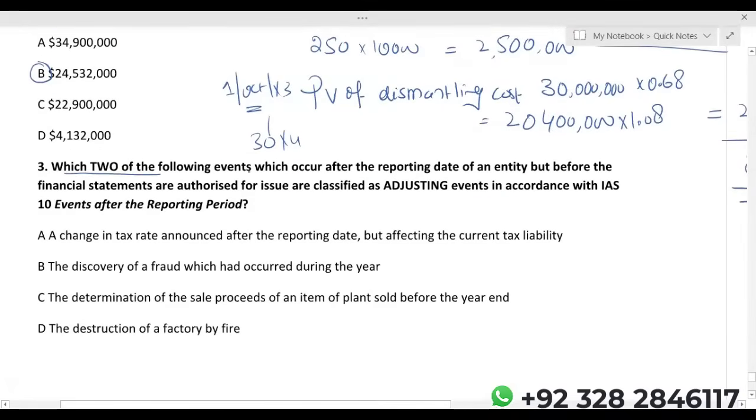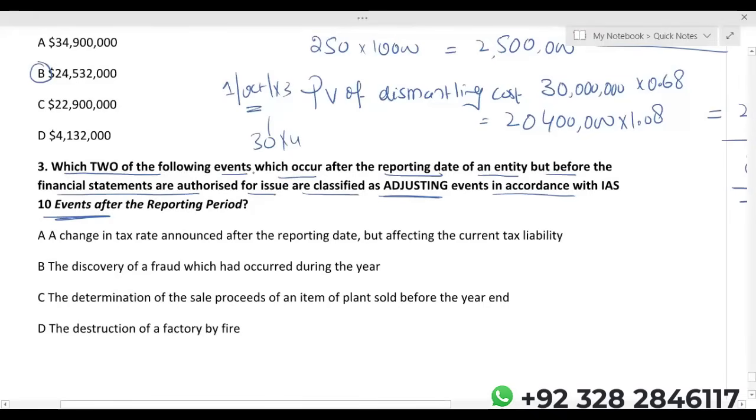Which two of the following events which occur after the reporting date of an entity but before the financial statements are authorized for issue are classified as adjusting events in accordance with IAS 10? Student, we have seen questions on IAS 21, IFRS 15, IAS 37. Now we are on IAS 10.